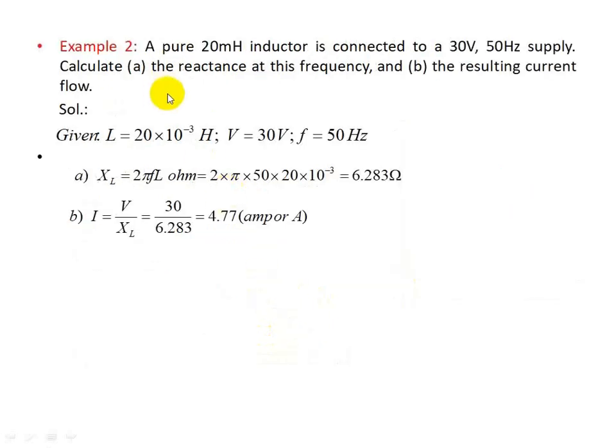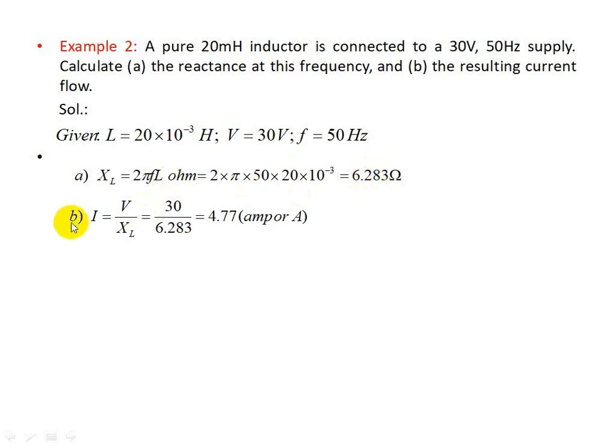Coming to the example, a pure 20 millihenry inductor is connected to a 30 volt supply. Calculate A, the reactance at this frequency, and B, the resulting current flowing in the circuit. The values given in the problem are L is 20 millihenry, supply voltage is 30 volts and frequency is 50 hertz. Now if you want to find the reactance, you have to use the formula 2 pi f L. Substitute the values, and you'll get 6.283 ohms.